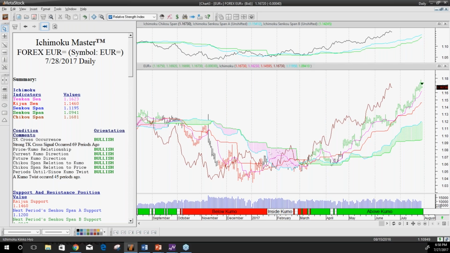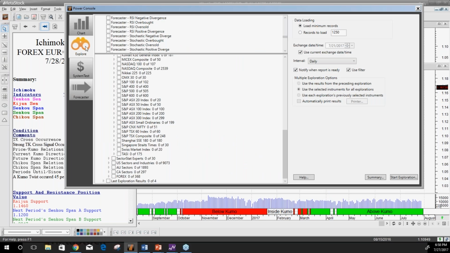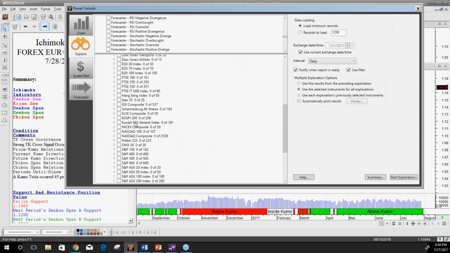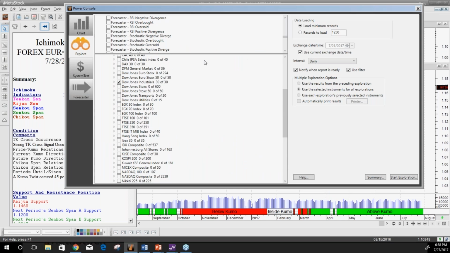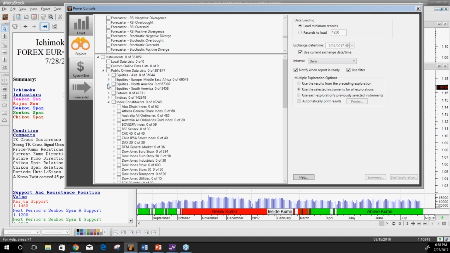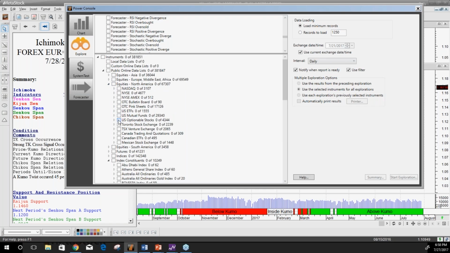If you come in here to the scanner, the Explorer, I should use our own trademark terms, right? But if we wanted to run that Ichimoku scan against something other than the Dow Industrial Average, I can just click right here. I can click on this US optionable stocks. There's 4,300 of them. I can run that scan, and within a few minutes, I have a list of all the ones that have those major entry signals and those re-entry signals, as well as their corresponding score.